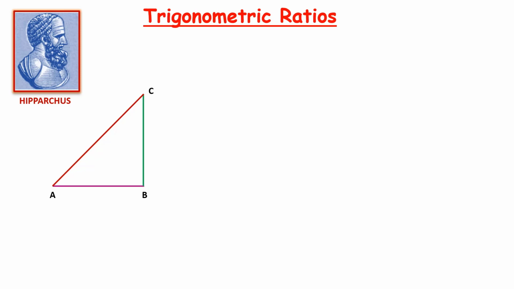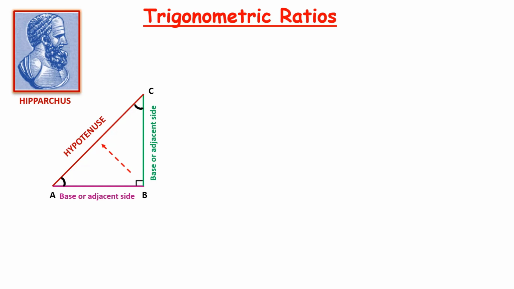This is a right-angled triangle ABC with angle B equal to 90 degrees. For angle A, AB is the base or adjacent side and side AC is the hypotenuse. For angle C, BC is the base or adjacent side and side AC is the hypotenuse. So, in a right-angled triangle, for a given angle, the side opposite to the right angle is called the hypotenuse.